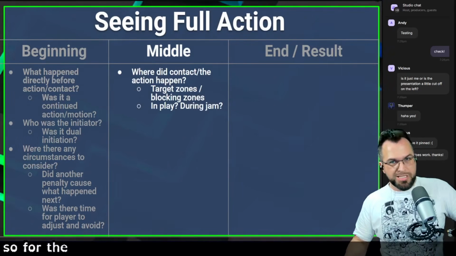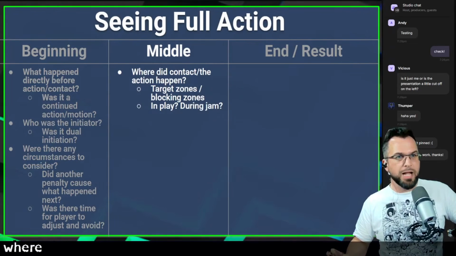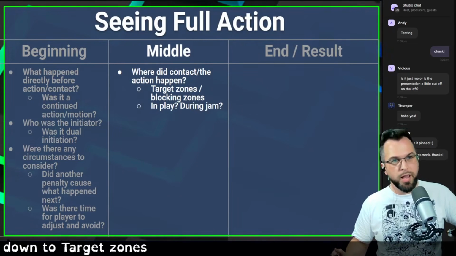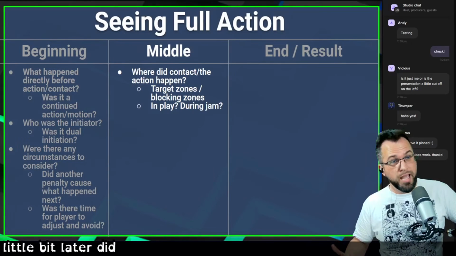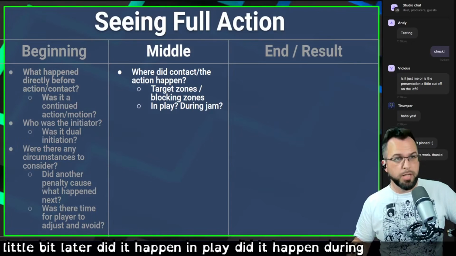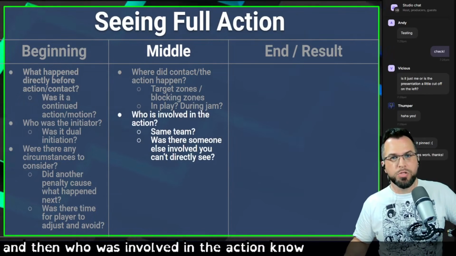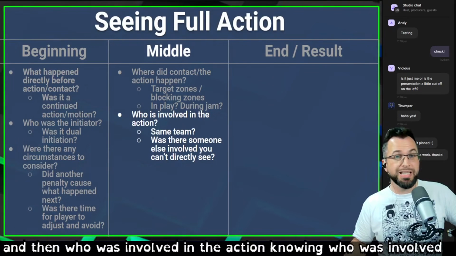So for the action itself, where did the contact and the action actually happen? This comes down to target zones, blocking zones. We're going to get into that a little bit later. Did it happen in play? Did it happen during the jam, or did it happen out of bounds or after the jam? And then who is involved in the action? Knowing who was involved helps determine legality.